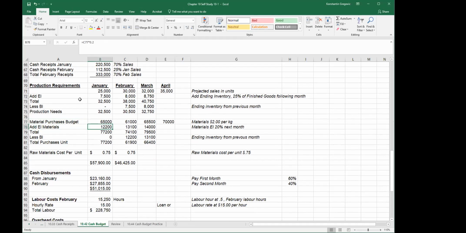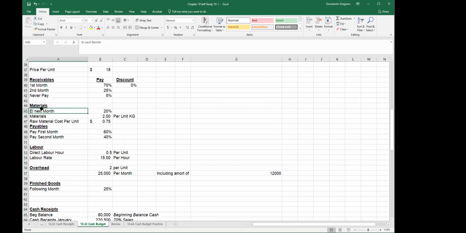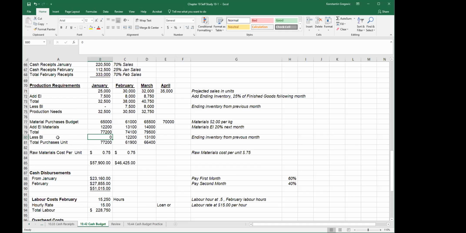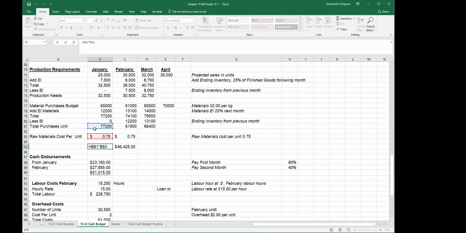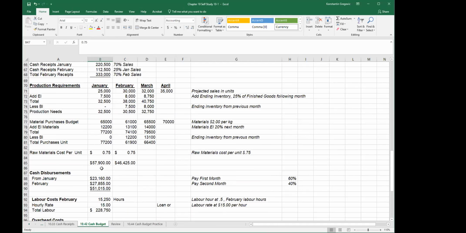Now I have to adjust for my ending inventory. Now ending inventory, 20%. So for materials, my ending inventory next month is 20%. So we do the same thing, 20% following month, 20% following month, 20% following month. Now you have to deduct my beginning inventory. I take my last ending inventory from January and I deduct those. I finally get to my total purchases per unit per month. Now, raw materials cost per unit is 0.75. You need to calculate that out. Now I've got my direct material purchases based January, February.